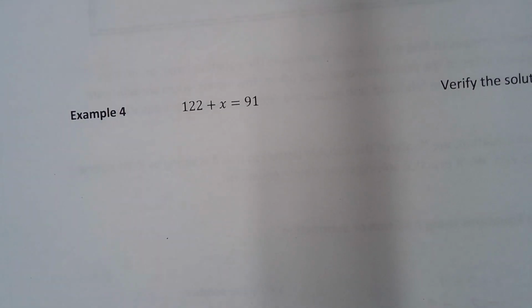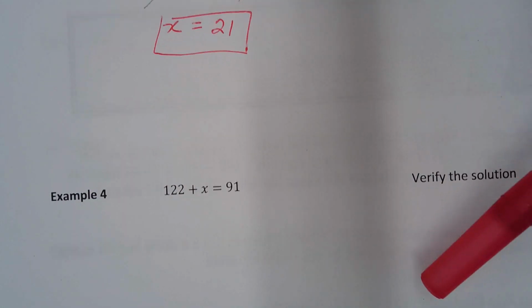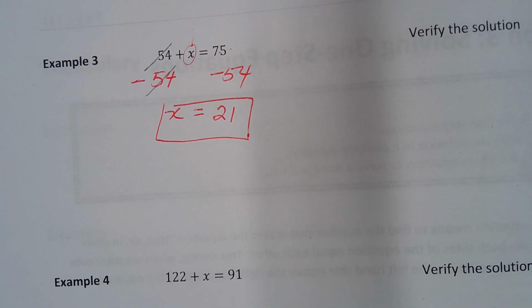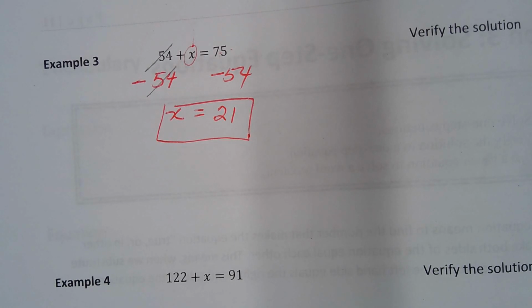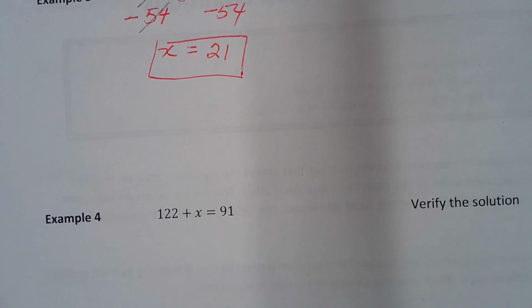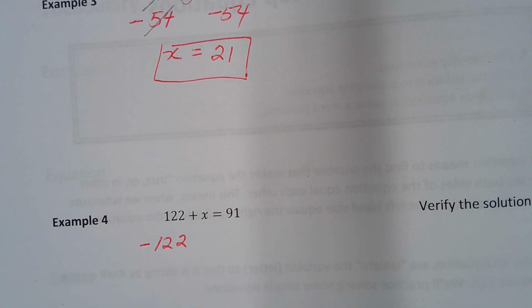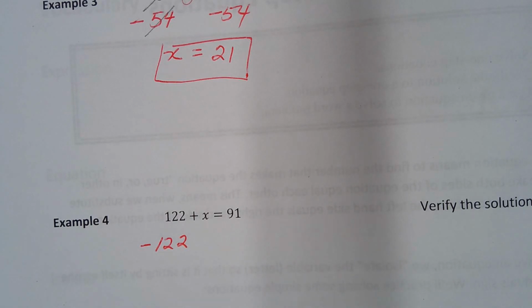Example 4. What are you going to do here? Sorry. Bring it down. Okay. Example 4: 122 plus x equals 99. What are you going to do to solve for x? Add a negative number? Yeah, okay. You can say, oh, it's a positive 122, the opposite of that is a negative. Or you can say minus 122. So I can go minus 122. What I do on one side, I've got to do on the other side.